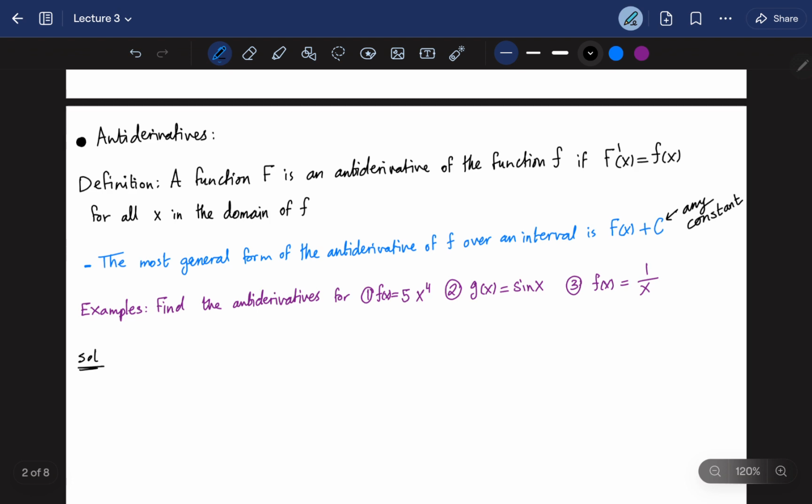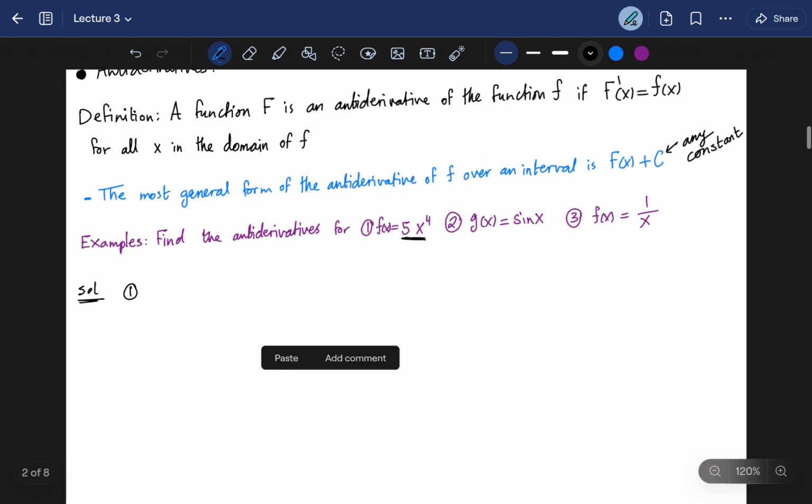So I want to find the antiderivative for f of x is equal to 5x to the 4th. So let's think about it. I want to find a function. If I derive it, I get 5x to the 4th.